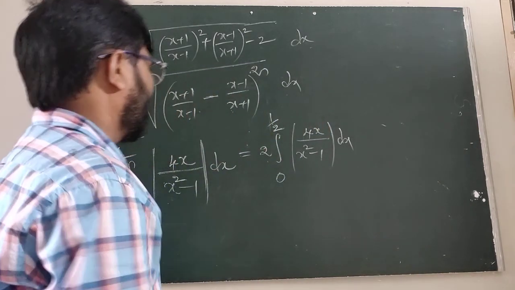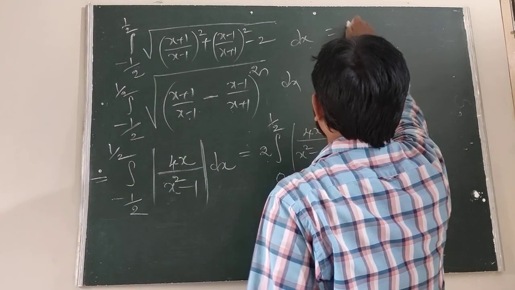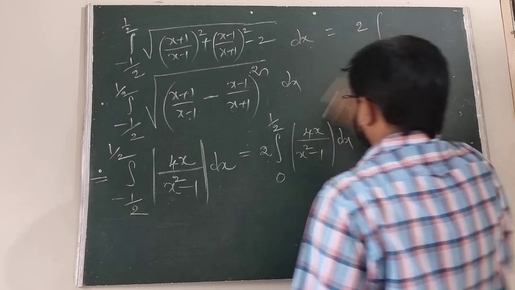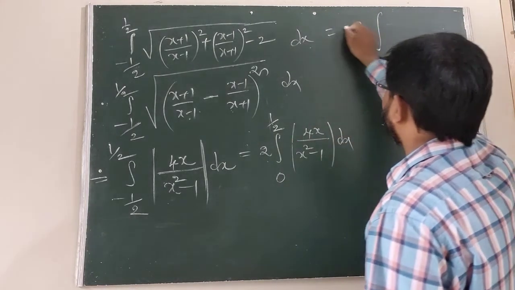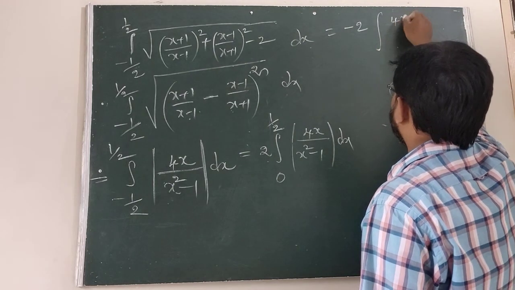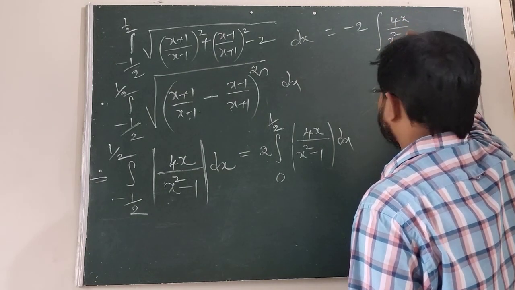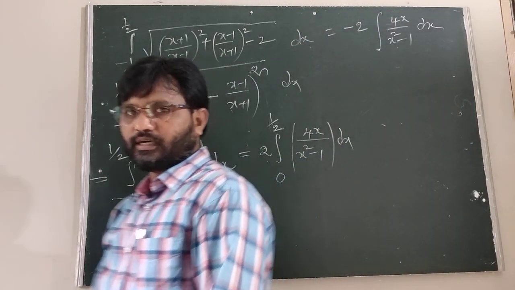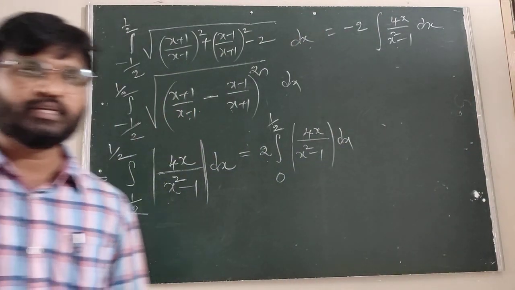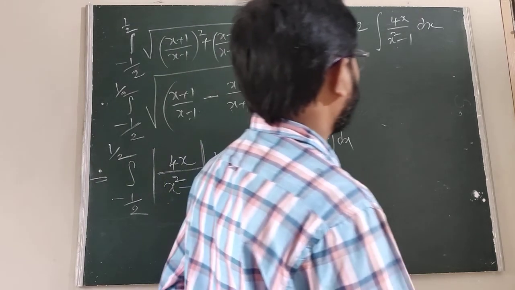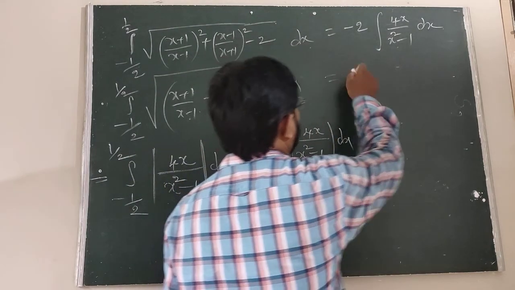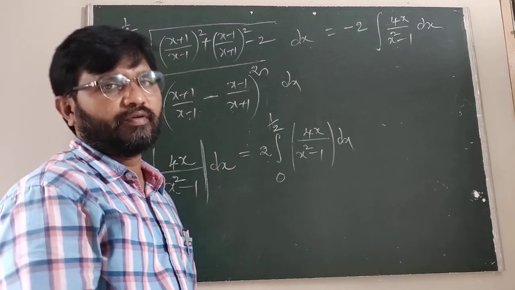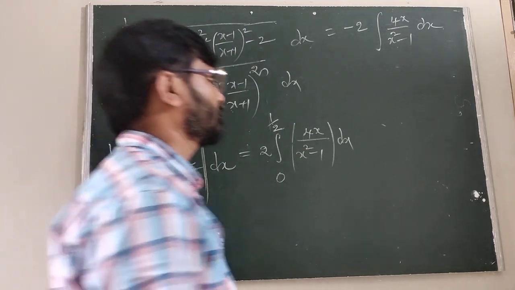Therefore, now we can write this is 2 into integral. We can remove the mod, we got minus. That is 4x by x square minus 1 into dx. Is it clear? Now, just 1 minute. Therefore here the derivative of x square is 2x. The derivative of x square is 2x.